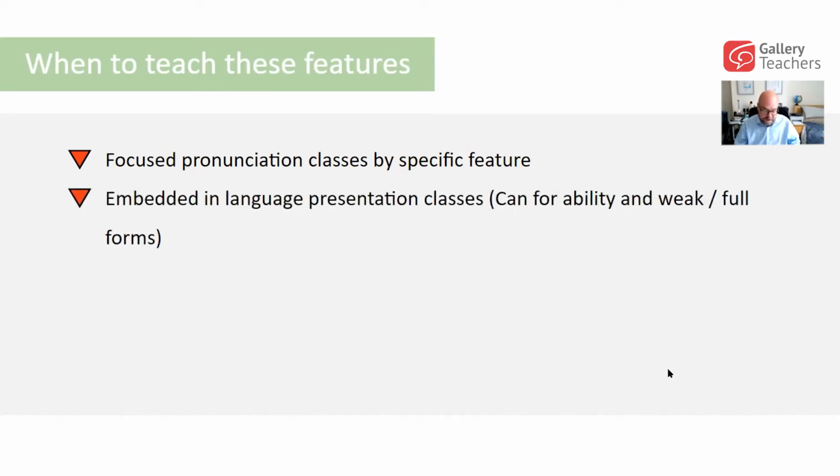So I would definitely suggest that if you're teaching new language, you should be teaching the salient features of how the pronunciation changes. And a really nice example of this is can for ability. I can sing. K, schwa. Question, can you sing?